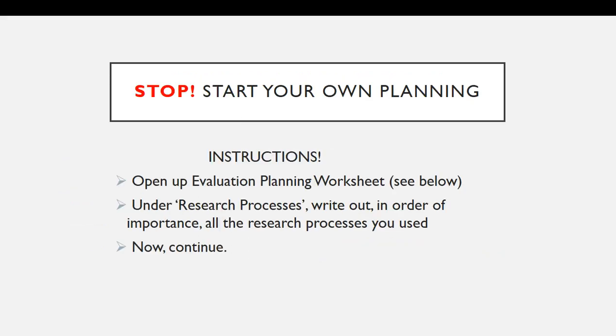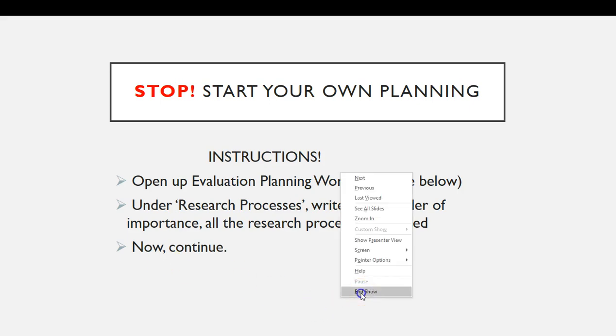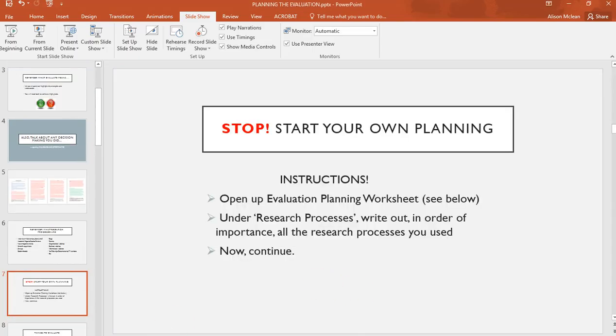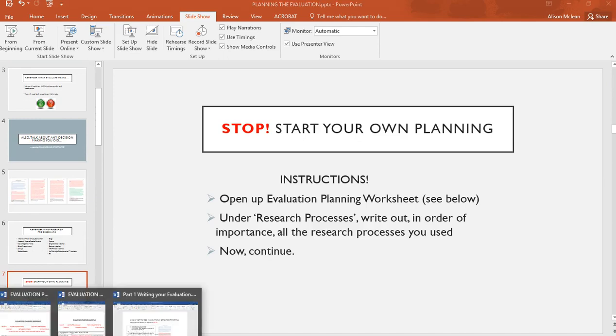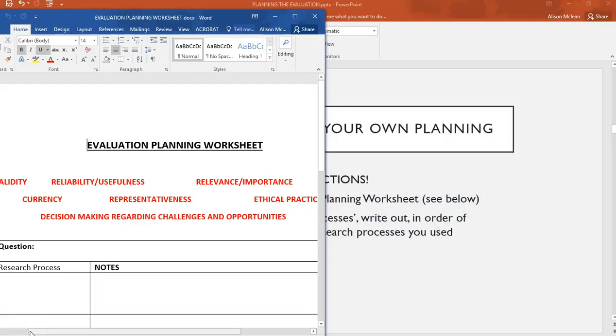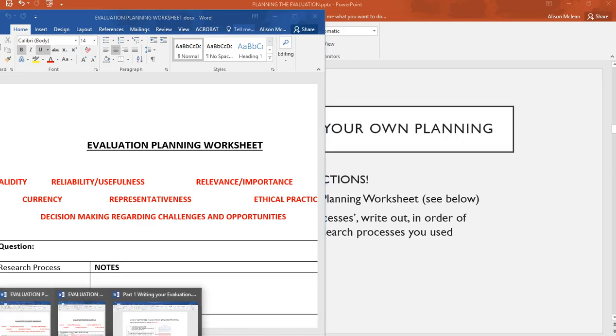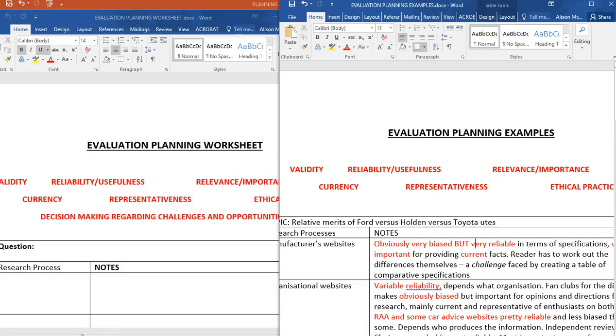Now, here's the stage where you stop and you start your own planning, which will kind of be ongoing as we go through. And what you need to do, you need to open up the evaluation planning worksheet that's hopefully underneath this video here. And another thing you could open up if you wanted to is the example I've given you of how to fill it out, basically.